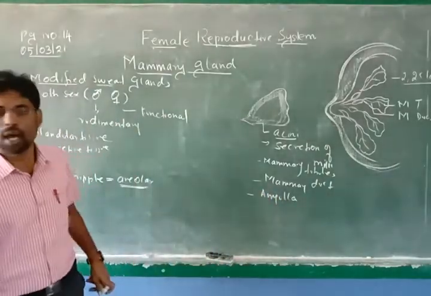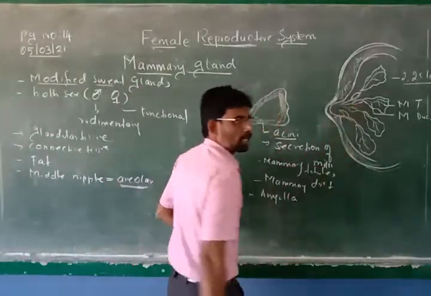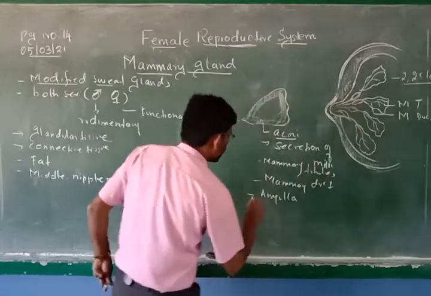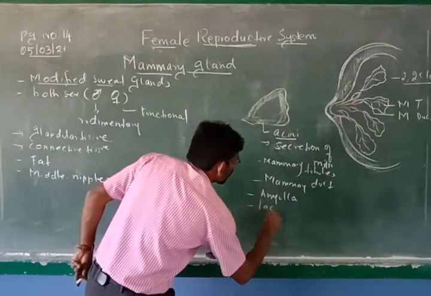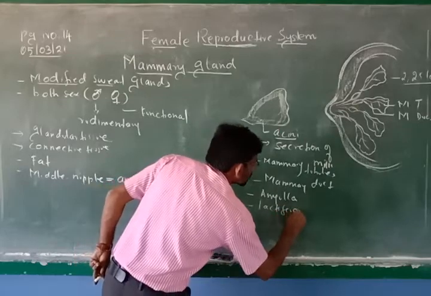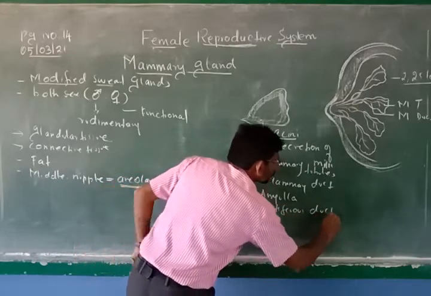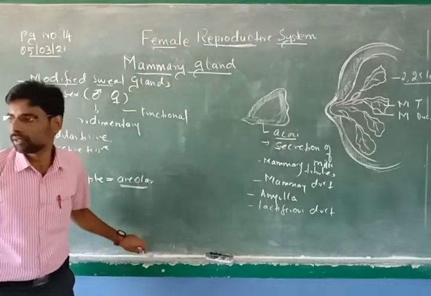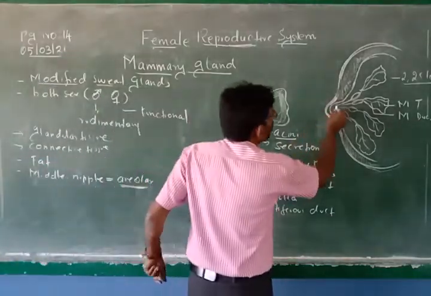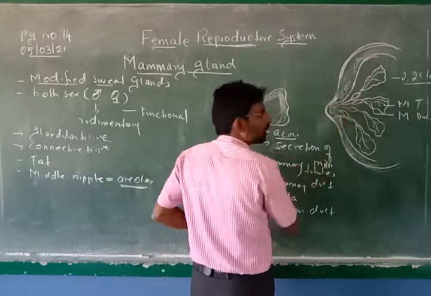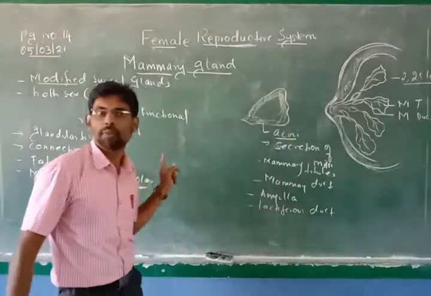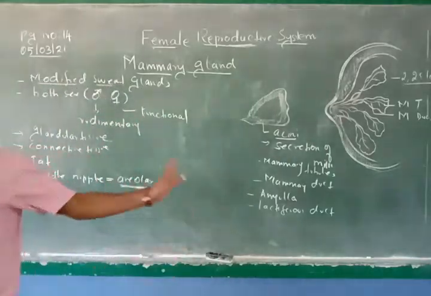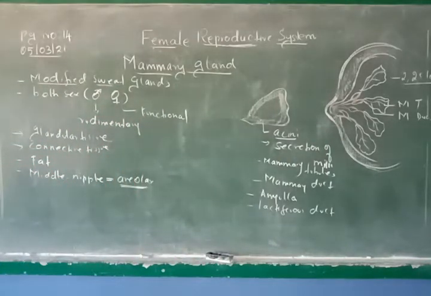Okay, the ampulla is where the milk is being collected. After that it is taken to the central area by a tube called the lactiferous duct. Lactiferous means taking milk. Then it opens into the inferior part of the nipple and the milk will be ejected out. So these are the routes where you will have this kind of structures.